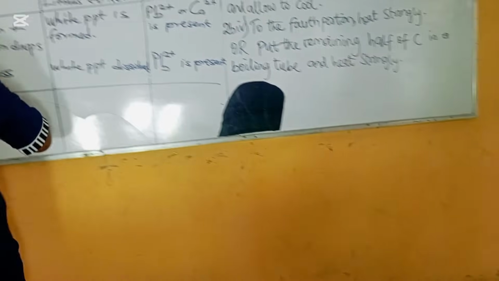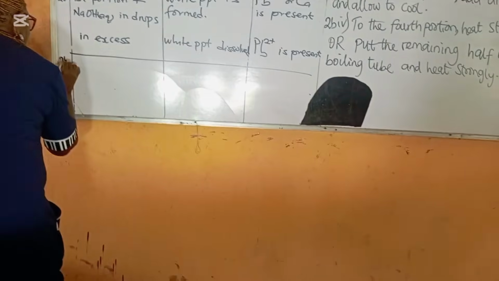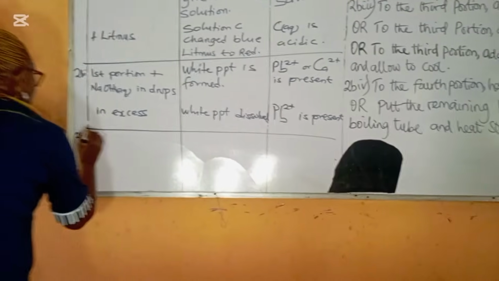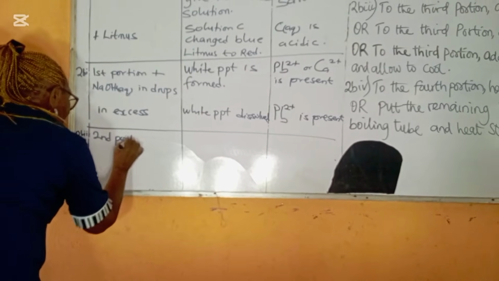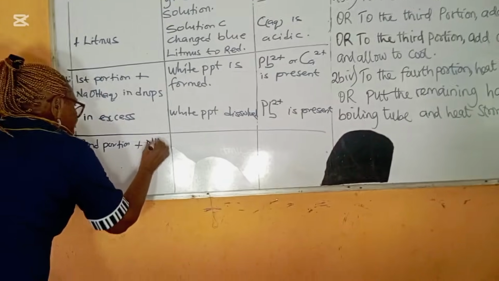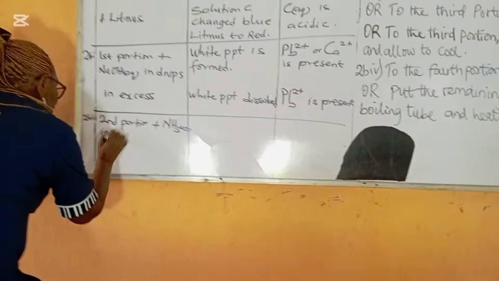So you comment, you now say, that's 2B. Please, numbering is very important. Make sure you put your numbers correctly. Second portion. Second portion plus ammonia solution with aqueous in drops.